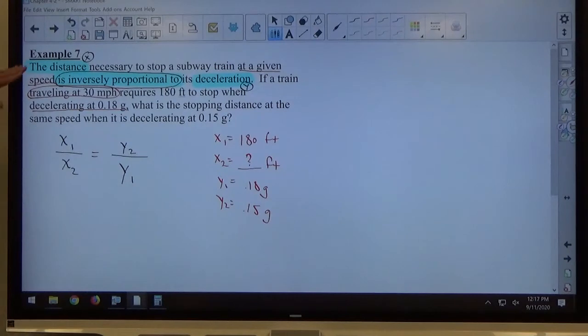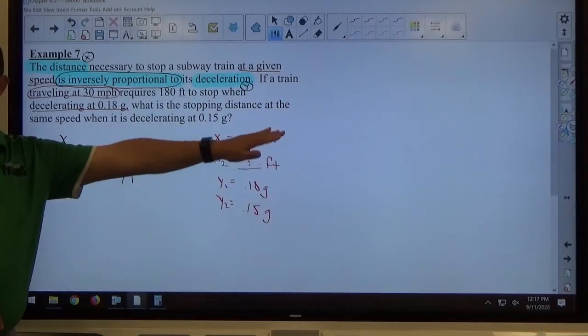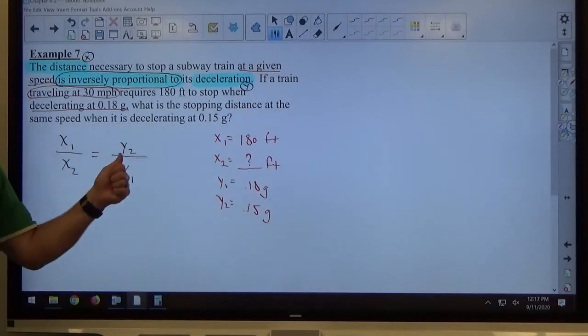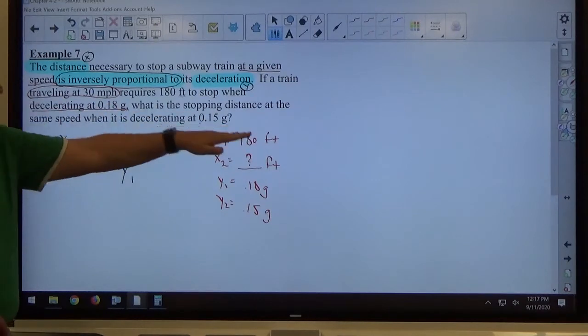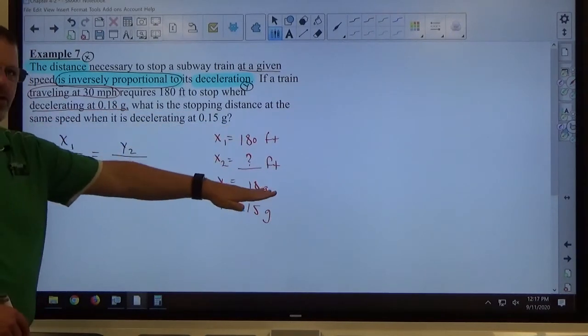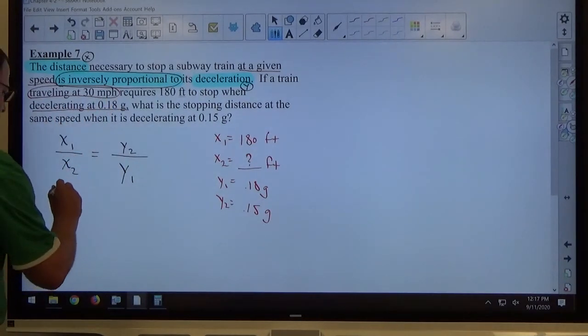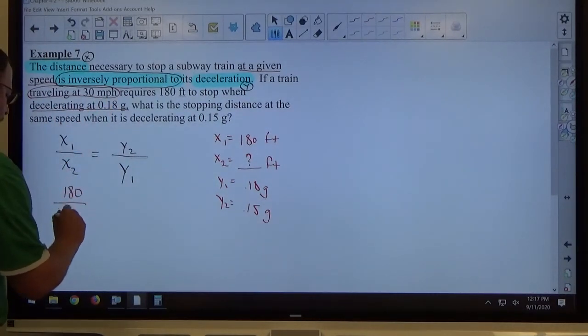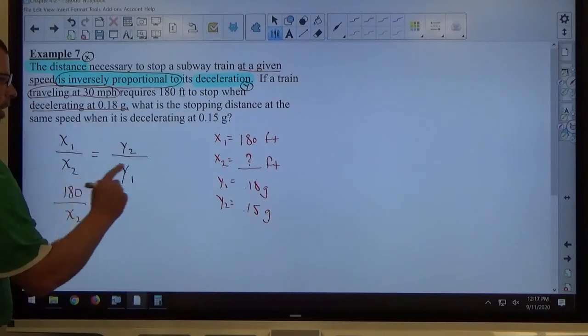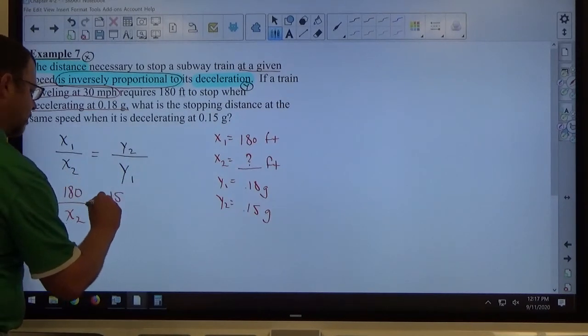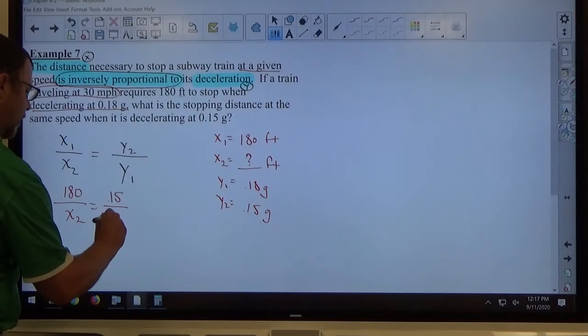So again, inverse proportionality, create the proportion, put the subscripts where they belong. Pick out of the problem what they tell you for information and then substitute it in. Verify units match, so feet, feet for X, G's, G's for Y. So all the units work out, so now I can just put the numbers in. So 180 is my X sub 1. I do not know X sub 2. 0.15 is my Y sub 2, and 0.18 is my Y sub 1.